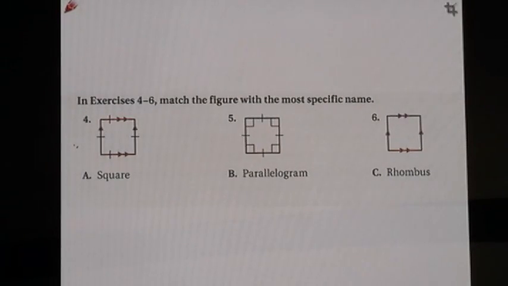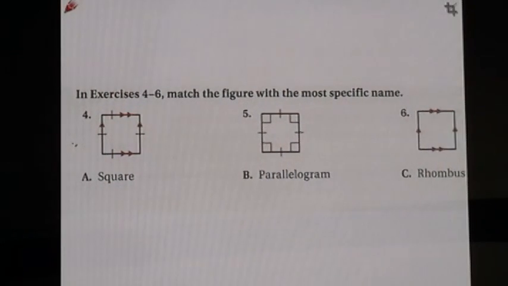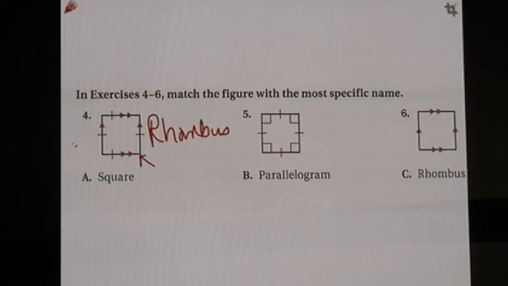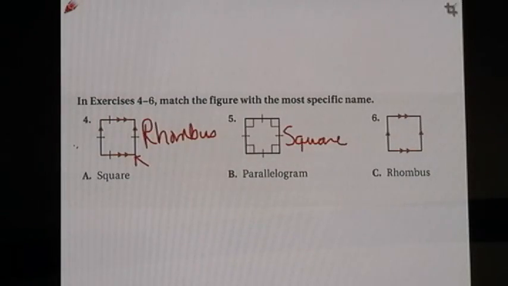Okay, going on to number 4. It says match the figure with the most specific name. Since this does not have right angles, we just have 4 equal sides and it's a parallelogram, that has to be a rhombus. This has 4 equal sides and right angles, so that has to be a square. They all look the same, by the way. This is all by how it's marked. Remember, you can't write anything unless it's marked. And number 6 is a parallelogram because there's nothing marked except the parallel sides.